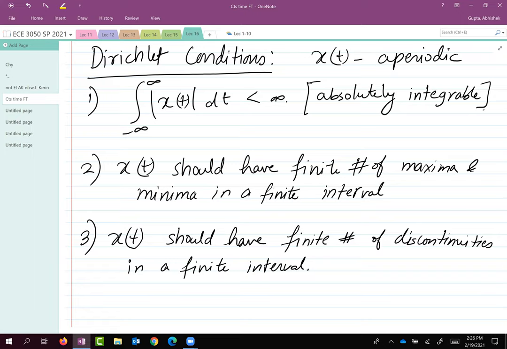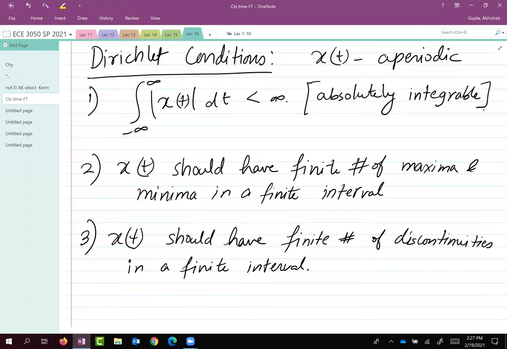So these are known as Dirichlet's conditions. If your aperiodic signal satisfies these three Dirichlet conditions, then you can compute the Fourier transform. The Fourier transform is well defined for that signal x(t). This is very similar to the case for the Fourier series as well. In the Fourier series, we wanted x(t) to be absolutely integrable within the interval 0 to capital T, to have a finite number of maxima and minima in the interval 0 to T, and a finite number of discontinuities in the interval 0 to T.